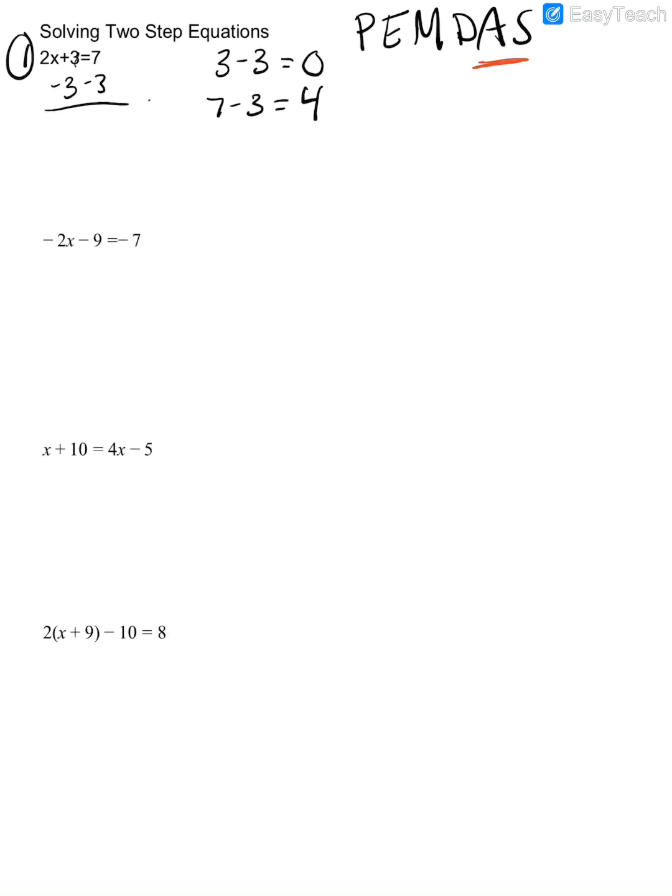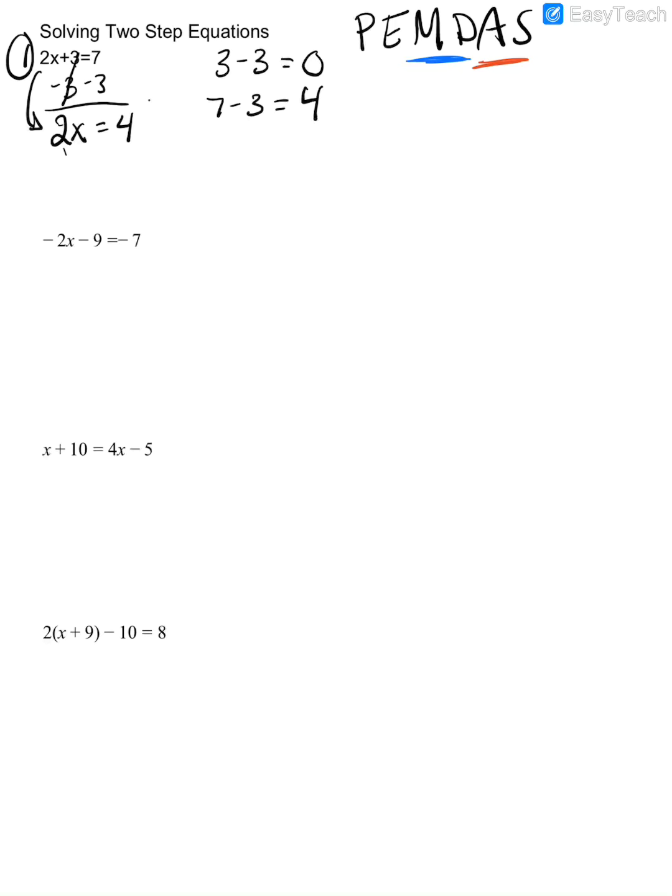Since 3 minus 3 gives us 0, we don't have to write that 0. We can just write the 2x. It's really important that this 2x comes down. Now 2 times something is going to give us 4. Now if we look at our PEMDAS at this point, we're looking at this multiplication and division segment, okay?